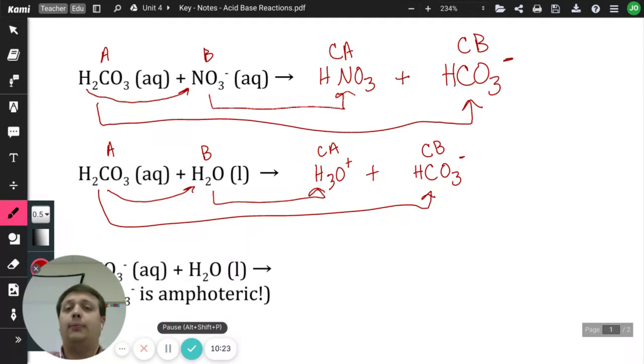Water can be a proton donor or a proton acceptor. Now, in this case, it was a proton acceptor, and so water was the base, and it turned into our H3O+ there, which would make that H3O+ a conjugate acid. My carbonic acid is going to donate its proton over there to that water, and as a result, its conjugate base will be HCO3-.